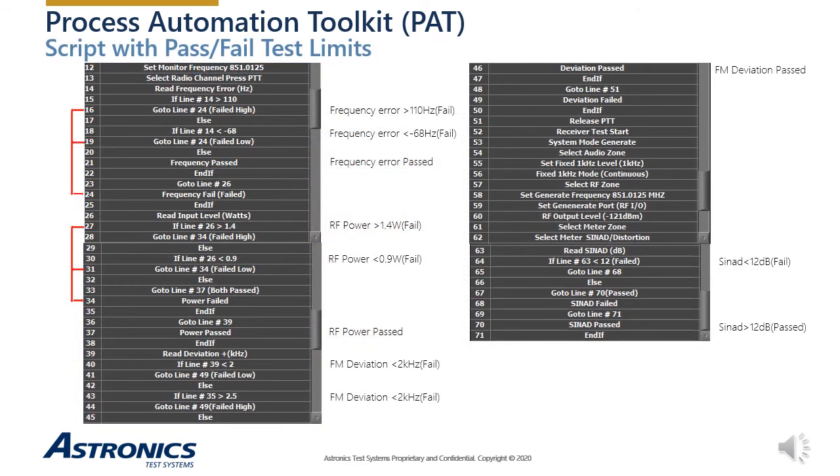Here we can see those pass and failed test limits being used to test the frequency as we just saw in the previous slide. And if it passed we jump around and go to read the power. Check the power levels, upper and lower. If they pass, or even if they fail, we read the deviation, do the same test again, look for max and minimum deviation. Deviation passed, and then we go to the receiver side, we set the generator up to generate a 1 kHz tone for us to be able to measure SINAD at a level of minus 121 dBm. So we read the SINAD, and if it is less than 12, we failed, and if it's greater than 12, we passed. And that is the end of the test.